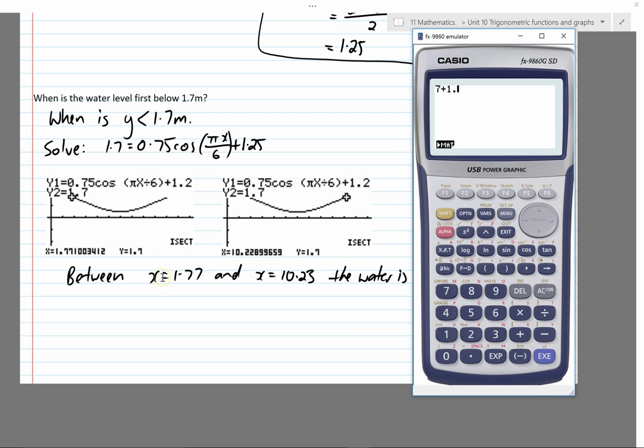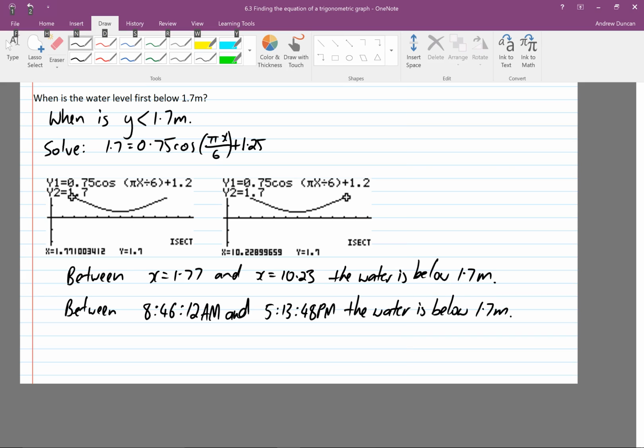Remember, x is our time after 7 AM, so I need to add 7 hours to this solution. And if I put this in hours, minutes, and seconds, it means between 8:46:12 and 17:13:48, which is really 5:13 PM. Now this would make me happy because it would mean that I can swim all day long. You could also calculate how many hours I could swim for, what percentage of the day I can swim for, all those sorts of things using that graph that you created by yourself.